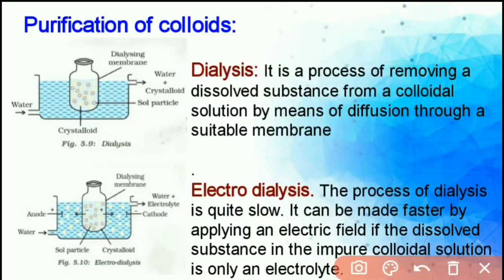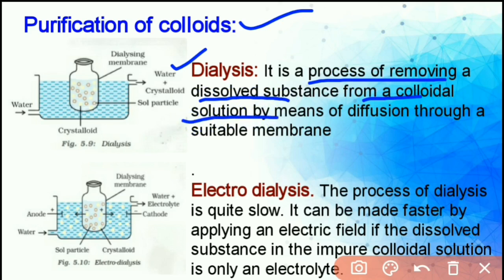Next topic is purification of colloids. First method is dialysis. It is a process of removing a dissolved substance, it means impurity, from a colloidal solution by means of diffusion through a suitable membrane. This membrane is made of parchment paper or cellophane. So a bag made of such a membrane, like this, is kept with the colloidal solution inside and suspended in fresh water.